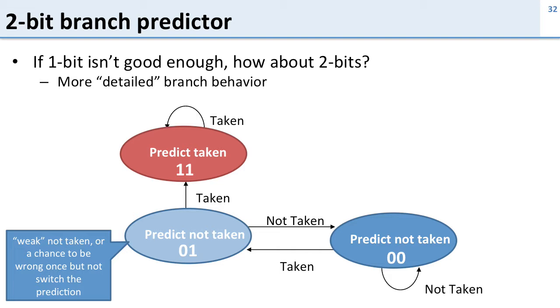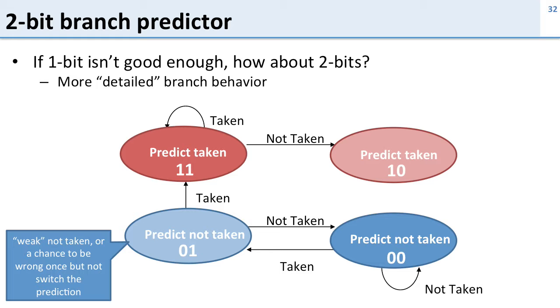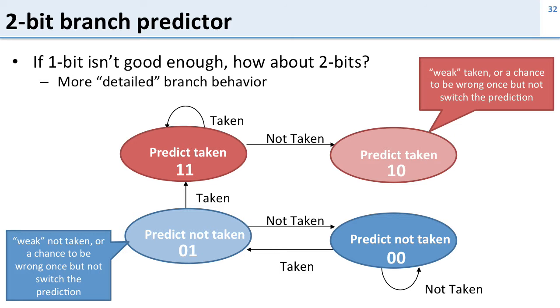Now when we predict taken, we're going to keep predicting taken as long as the branch is taken. If the branch is not taken, we're going to go into another state where we still predict that it's taken, but this is a weak taken state. This is a chance for us to be wrong about the branch but still predict that it was taken. So we had one branch that was not taken. If the next one is taken, we go back to the strong taken state. And again, if we leave the predicted taken state, and from the weak state we're not taken again, then we're going to predict not taken. And this is because we had 2 not takens in a row.